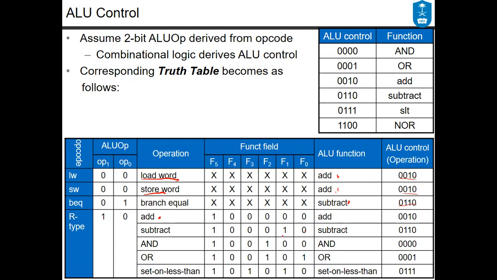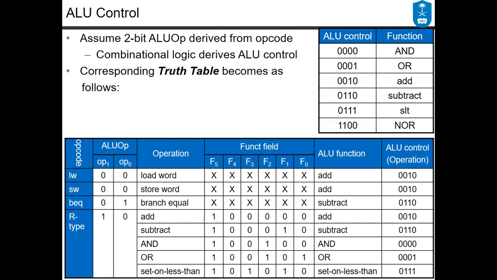For the subtract, it's 0, 1, 0, 0, 0, 1, and you notice that there is only one difference, in F1. For the AND, it is 0, 0, 1, 0, 0, 1. For the OR, 1, 0, 1, 0, 0, 1. Also between the AND and OR, there is a difference only in F0. And for set on less than, we know that this instruction is important when you are doing a branch that has less than or less than or equal, larger than or larger than or equal. We use this before the branch. So this is the function field for it: 0, 1, 0, 1, 0, 1.